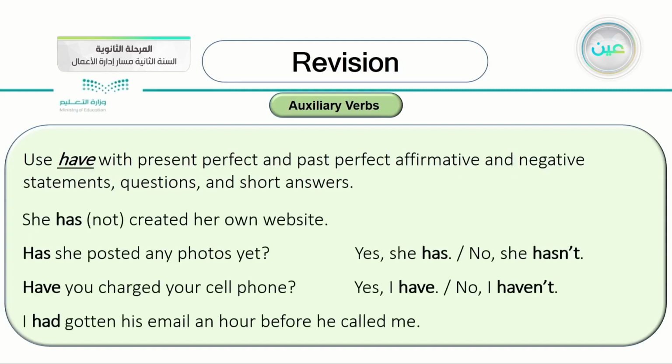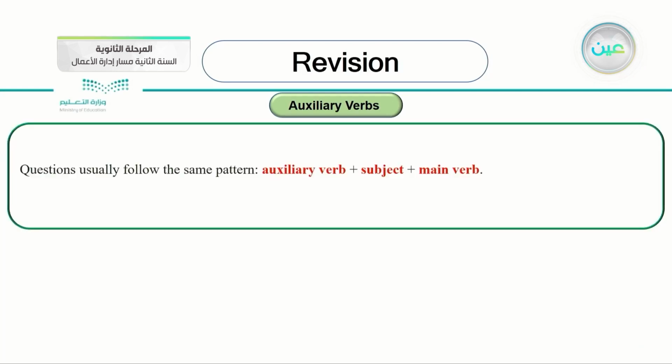Then we took the have. We use have with present perfect and past perfect, affirmative and negative statements, questions and short answer. And then here are some examples. She has or has not created her own website. And in the question form, has she posted any photos yet? Again, beginning with the auxiliary verb, then the subject. Has she posted any photos yet?